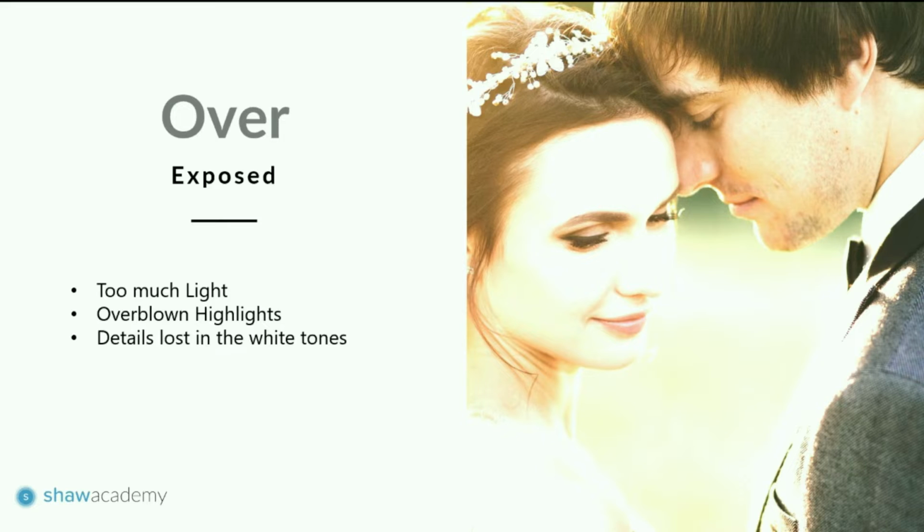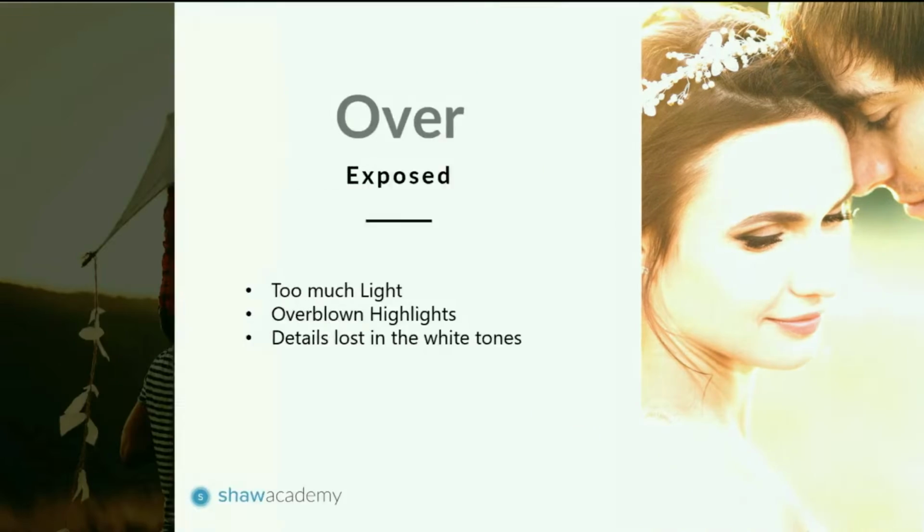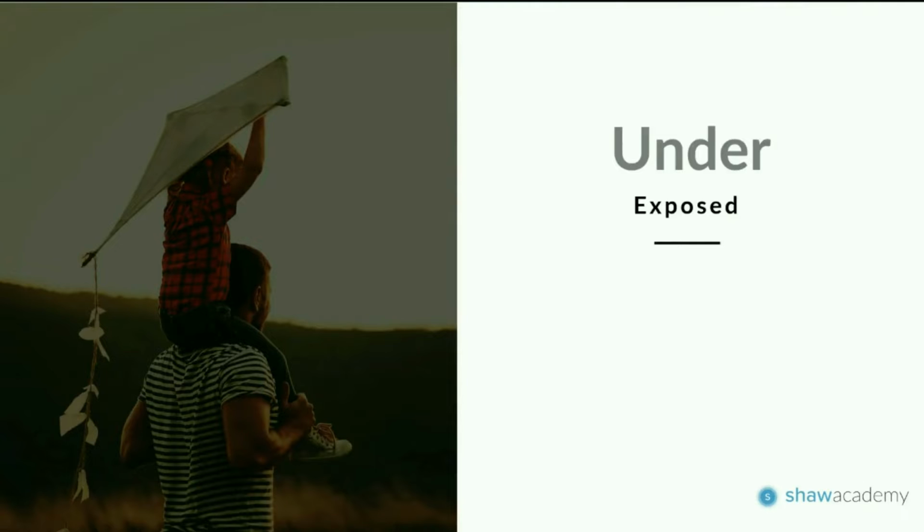If we have a look at the skin tones here, there's just absolutely no details there at all. We've lost all the details here in this kind of hairband. We've lost all the details here in the dress. That would be a complete disaster. And we've also lost details here. So we can identify an overexposed photograph when there is a lack of detail in the brightest parts of the photograph. The opposite of that then, of course, is an underexposed photograph.